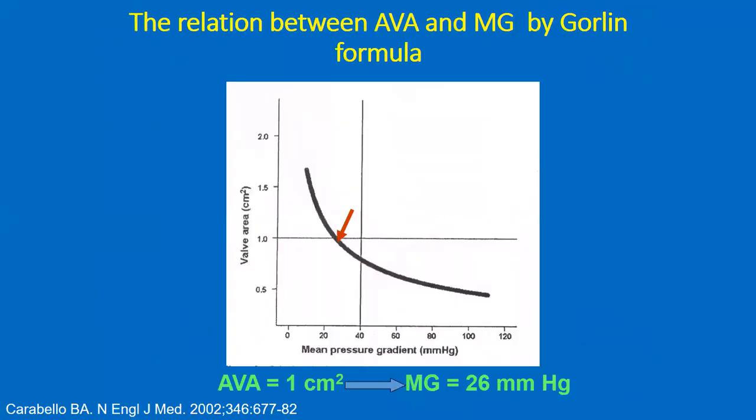One of the problems that results from this, and this was explained by Dr. Carabello in his lab using invasive methods measuring the pressure gradients and the valve area, is that if one plots the mean pressure gradients here on the x-axis against the valve area on the y-axis and puts the threshold for severe AS at 1 centimeter squared valve area and 40 millimeters of mercury mean pressure gradient, there is no linear relationship but a curvilinear one, such that 1 centimeter squared aortic valve area actually corresponds to 26 millimeters of mercury mean gradient, not to 40. So this is an built-in discrepancy in the guidelines.